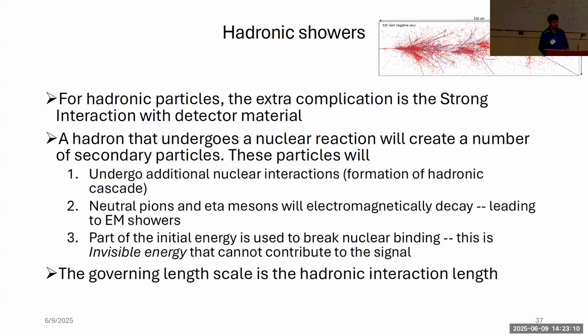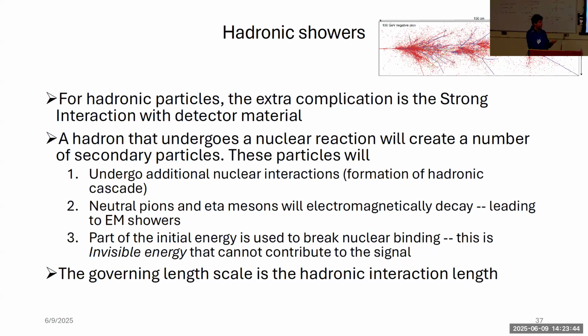So a hadron that undergoes a nuclear reaction will create a number of secondary particles, and these particles will then go on and undergo additional nuclear interactions, which forms what we call a hadronic cascade or hadronic shower. Some of those particles produced in the nuclear interactions will be neutral pions, as well as other mesons, but primarily neutral pions, and those will decay instantly into 2 photons. And those photons will then create electromagnetic showers.